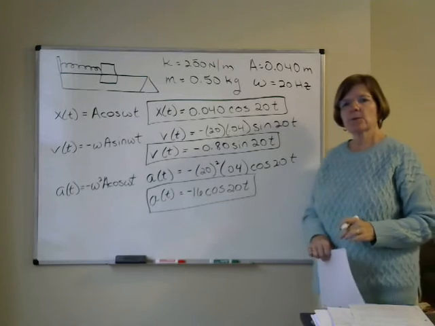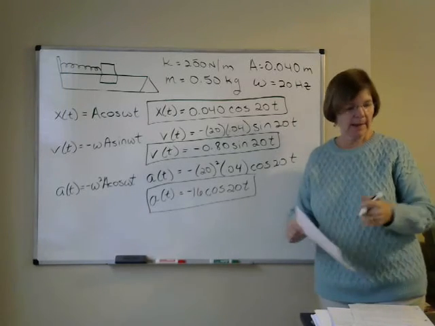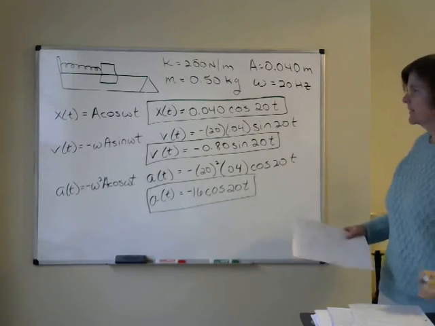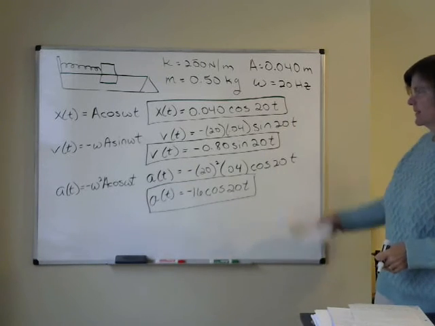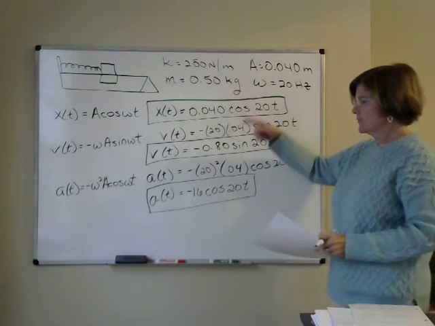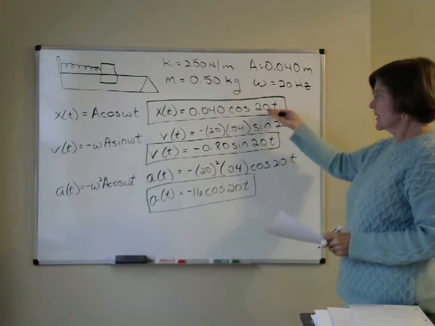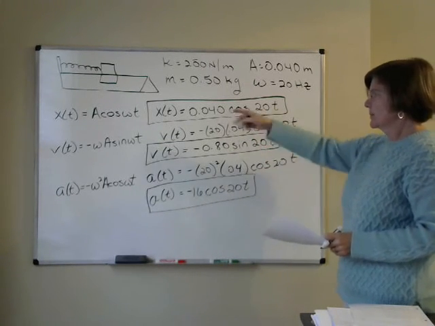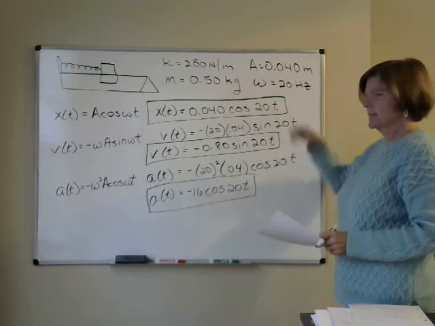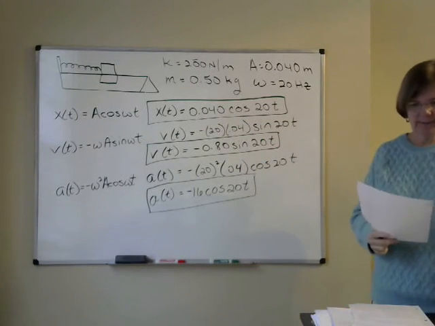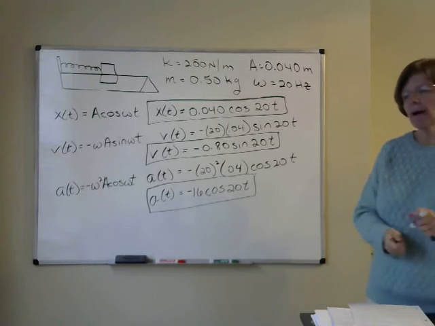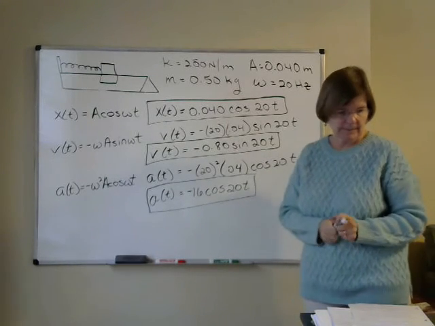So we can do a really good job of describing the motion at any given time using these. If they said find position, velocity, and acceleration at t equal 3, I would just plug in 3. 0.040 cosine 60. Okay, let's talk about pendulums.